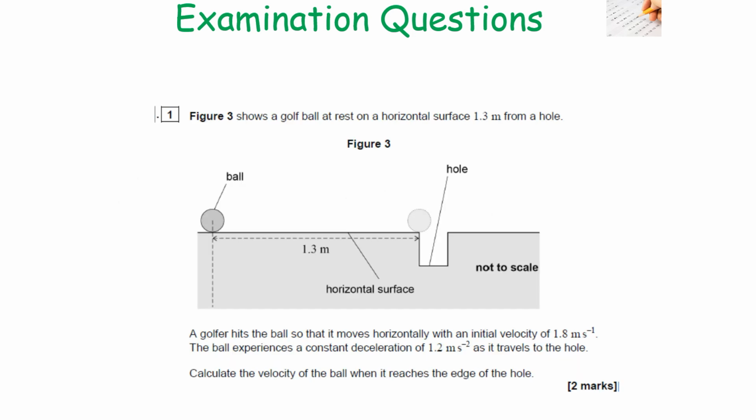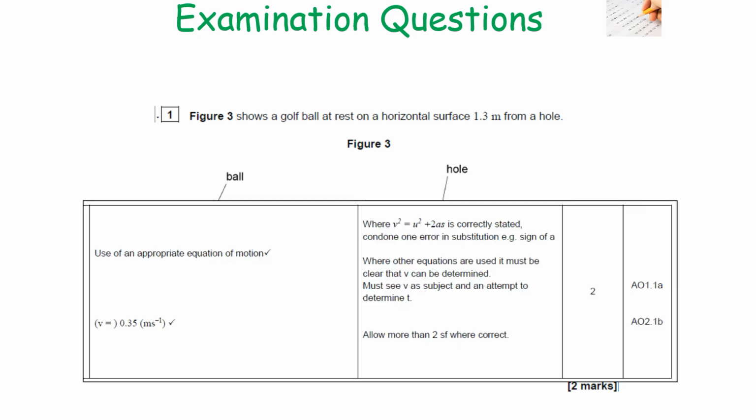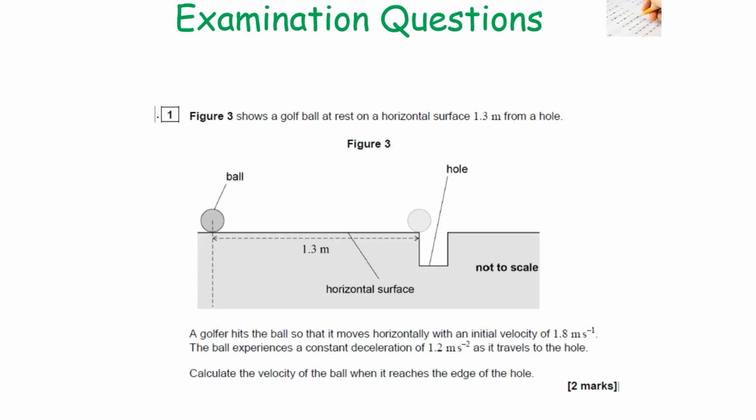Right, so when you answer these types of questions, it's important to note it says it's a constant deceleration. So when you've got a constant deceleration or constant acceleration, you have to use the equations of motion, or SUVAT. So what we can do is pop down what we know. We know that the acceleration a is going to be minus 1.2 because it's decelerating. We know that the initial velocity u is 1.8 meters per second. We know that the distance travelled s is 1.3, and we want to work out v, the final velocity.